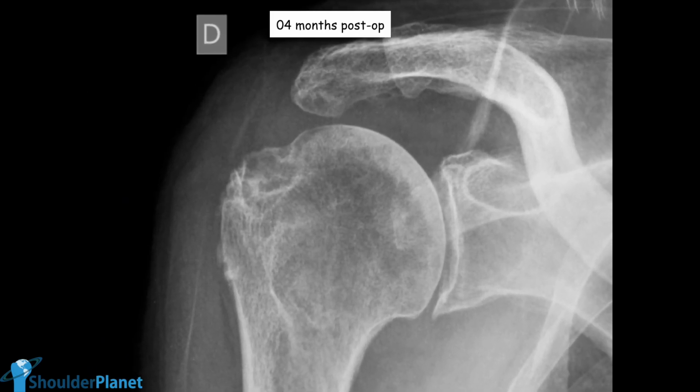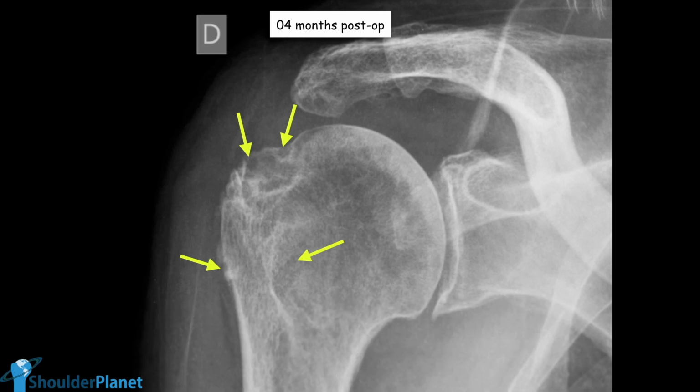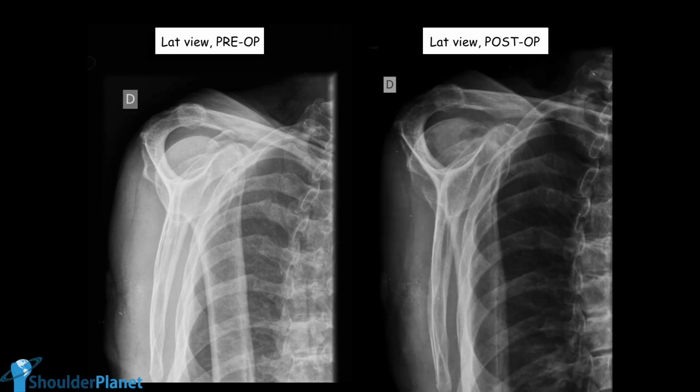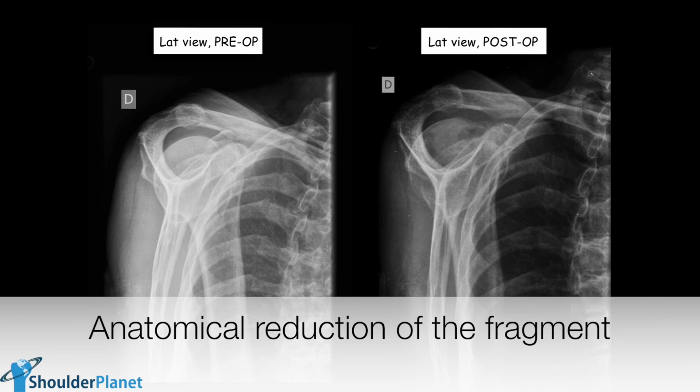This is a zoom of the 4 months post-op AP view in which we can see here the holes that I made to do the osteosutures. So a very important message: you don't pass the sutures in the upper part through the fragment, but through the insertion of the posterior superior rotator cuff, and inferiorly with very healthy bony bites in the proximal metaphyseal lateral area. Okay, so this is the lat view pre-op, and this is the lat view post-op with an absolutely anatomical reduction and anatomical takedown of the fragment.